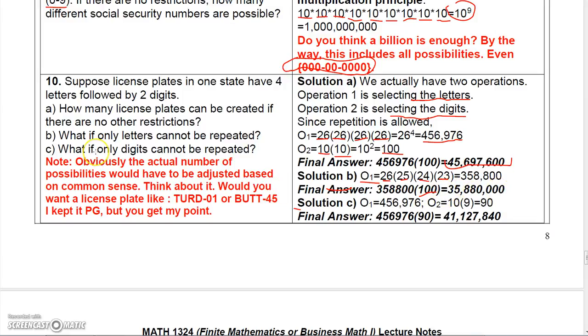But then let's do one more thing. What if only the digits cannot be repeated? So now the letters are repeated, but the digits aren't. So for the letters, I go back to what I got up there at the top, 4, 4, 5, 6, 9, 7, 6. And now for the digits, I can't have repetition. So there's 10 ways for the first digit and 9 ways for the second digit. So that gives me 90. And then I have to multiply these two together to get the total. Okay, 41,127,840.